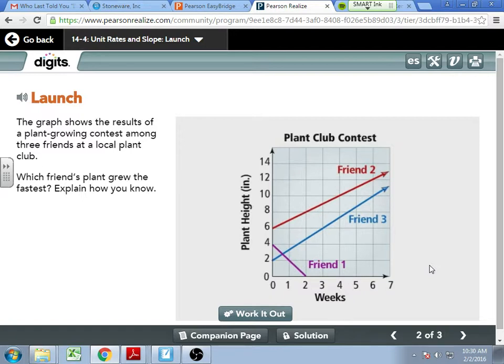So, let's say we start a plant club here at Phoenix. What do we notice about friend 1, friend 2, and friend 3 about their plants when they started? They have different starting points. What do you think that means in a realistic situation? The plants are different sizes when they start. Yeah, so the plants start at different heights.